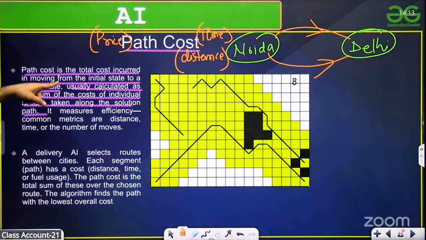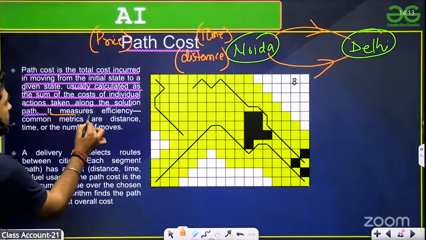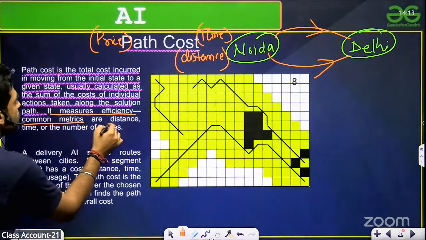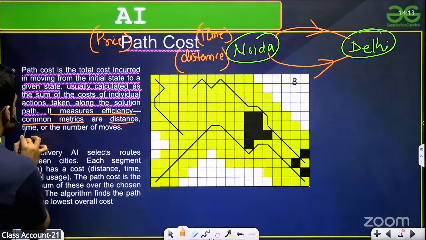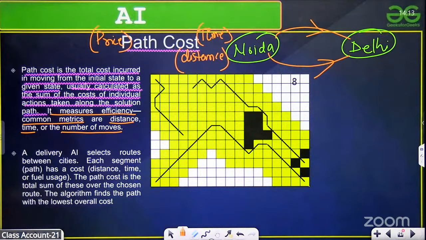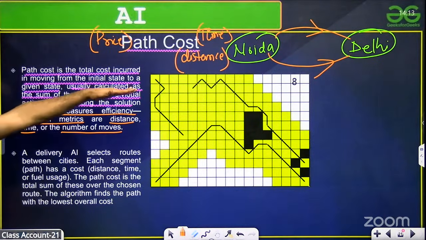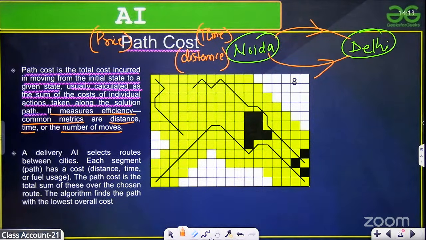So basically, what is path cost? Path cost means it measures the efficiency in terms of common metrics such as distance, time, or number of moves. So these are the major path cost metrics, which can measure the action in terms of certain quantity.